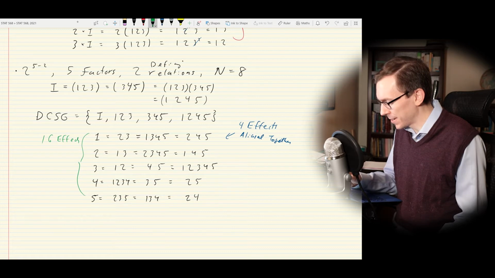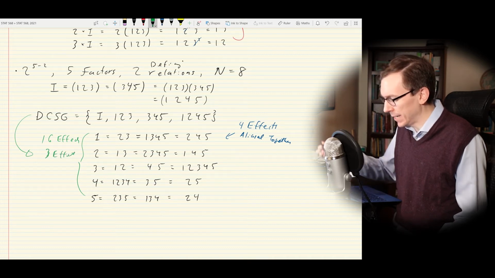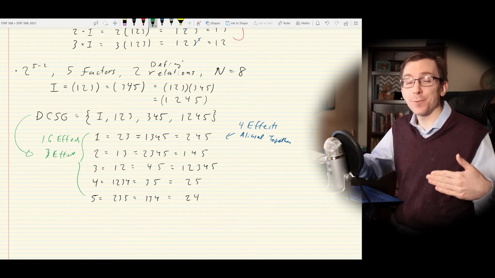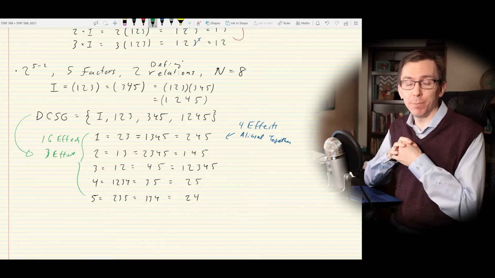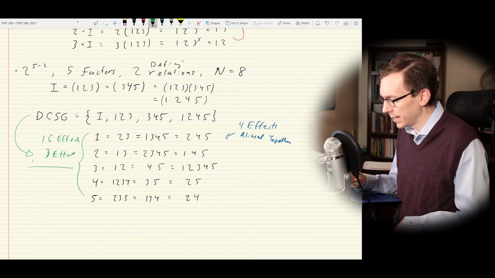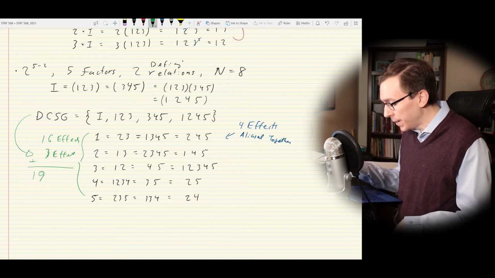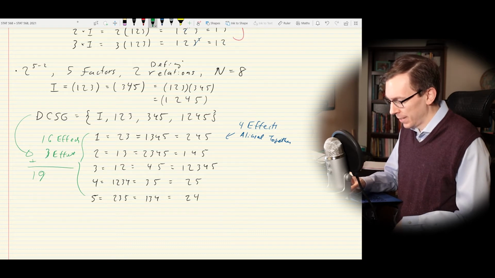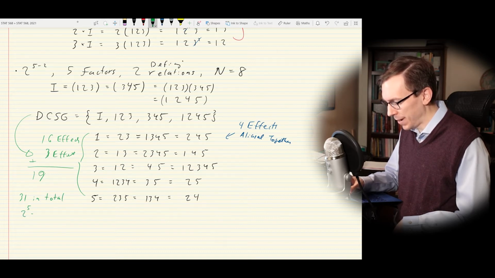And if we count our defining contrast subgroup, we have 3 effects from that. Because we have the identity, which is just the identity, and then we have 3 terms that are aliased with the identity. They're just completely obliterated from our design. We can no longer test them at all if we were to run this design. So that gets us 19, but we know that in a 2 to the 5 we should have 31 in total, which is 2 to the 5 minus 1.